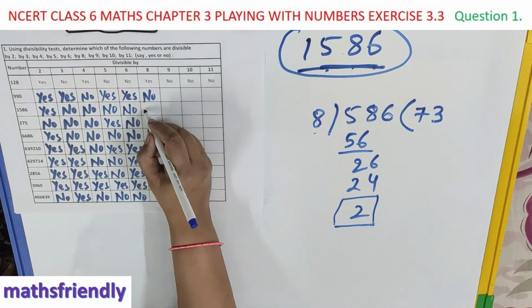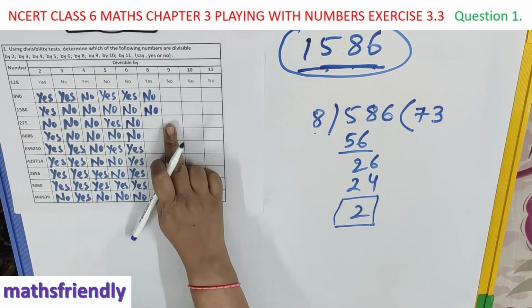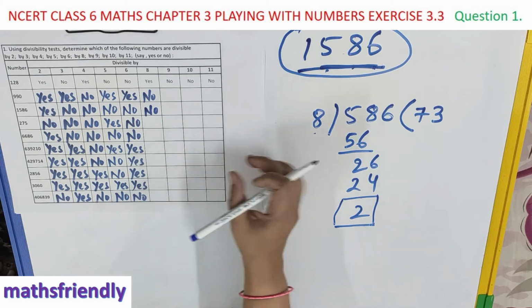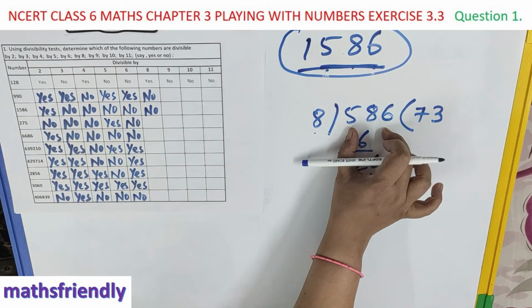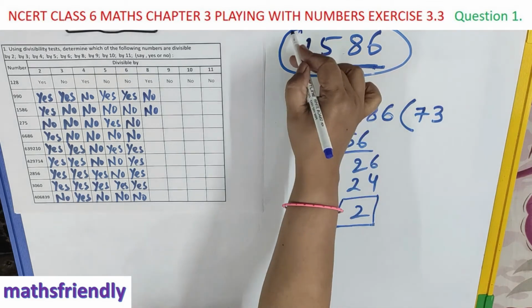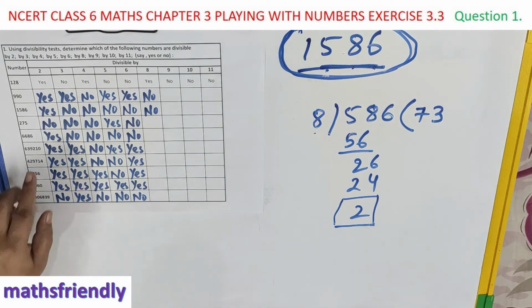So this whole number is also not divisible by 8. Okay, so we will write no. No, this number is not divisible by 8. So what we did, we only checked whether the last 3 digits are divisible by 8 or not. No means that number itself will not be divisible by 8. Now what is the next question?